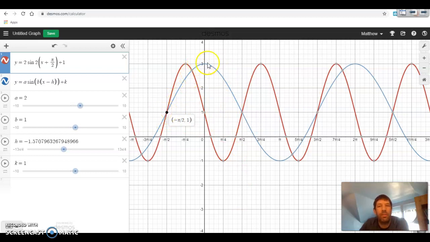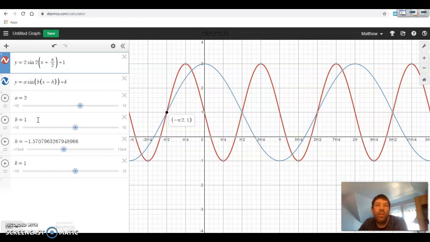The only problem is this graph goes up and down too slowly. We want it to go up and down faster. And so that's where our very last value comes in here, the b value. The b value can also be called the angular frequency. And the b value tells you how many cycles will be in 2 pi.